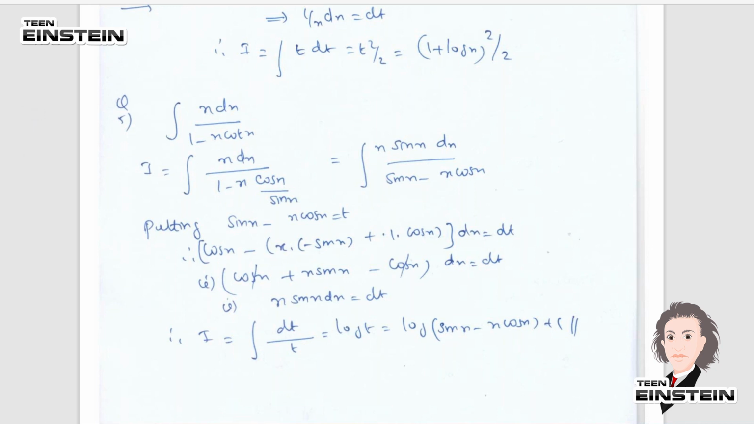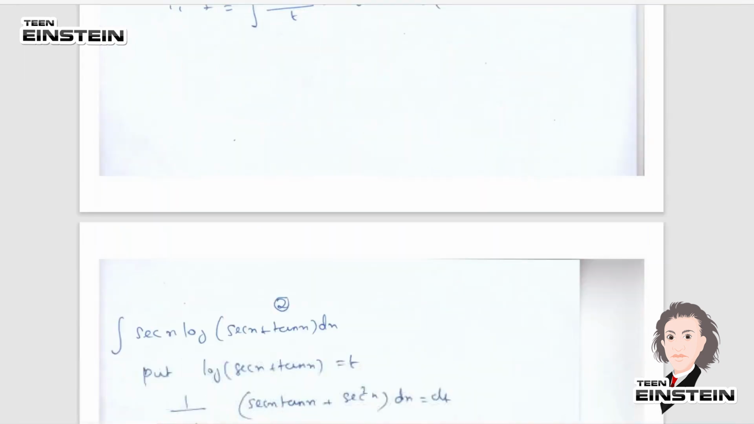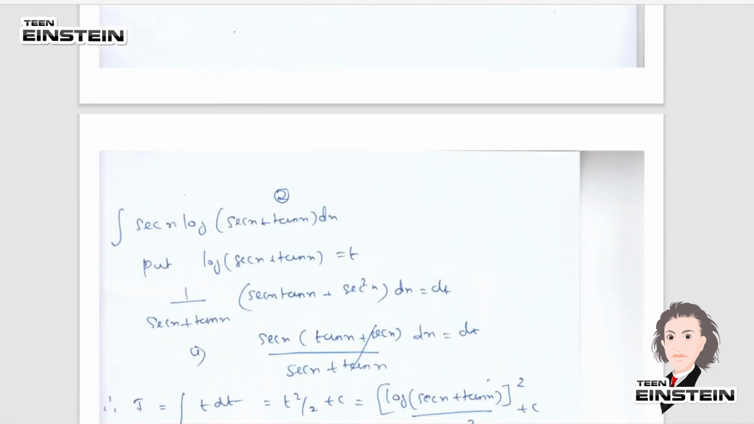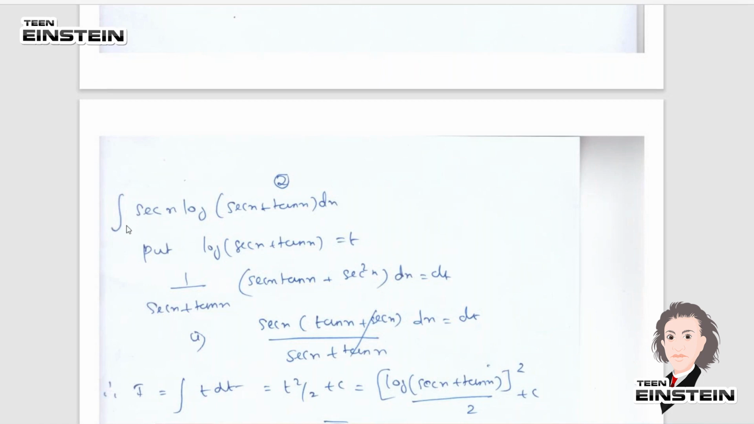Now come to the next problem. Integral secant x log of secant x plus tan x dx. So take log of secant x plus tan x equal to t.